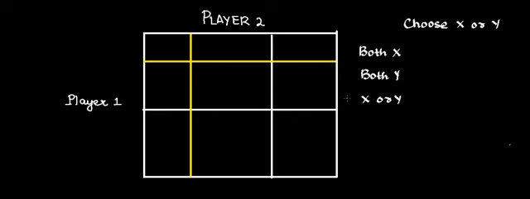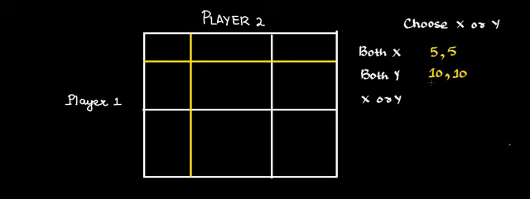Let us look at this simple game. There are two players, player 1 and player 2. They can choose either X or Y. If both of them choose X, then both of them get 5-5. If both of them choose Y, both of them get 10-10.